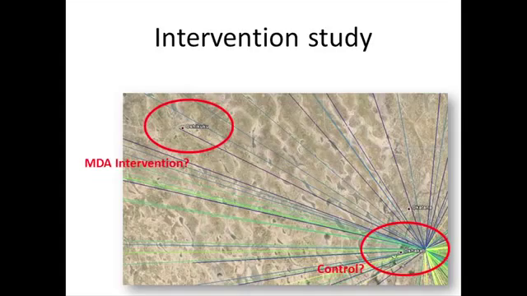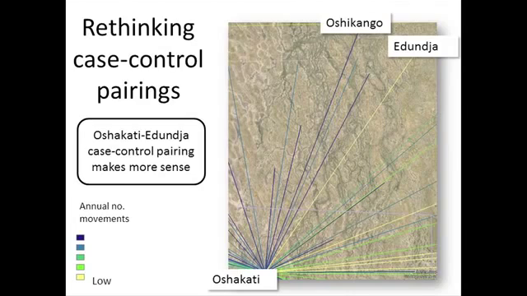So if we are thinking about designing an intervention study where we're conducting maybe a mass drug administration intervention in one settlement and comparing it to another area, it's perhaps not the most sensible thing to do given our knowledge of how much people move back and forward between the two. And this kind of data allows us to support the design of these case control pairings and rethinking where we can best target those. So in this case, a pairing of this other settlement in Dunja with Oshikati makes a lot more sense because there's not such a strong connection between them.